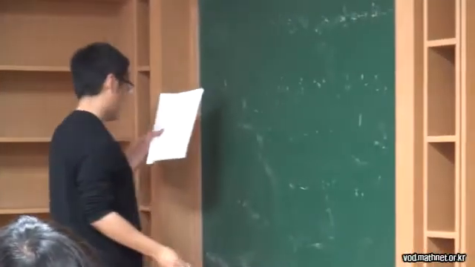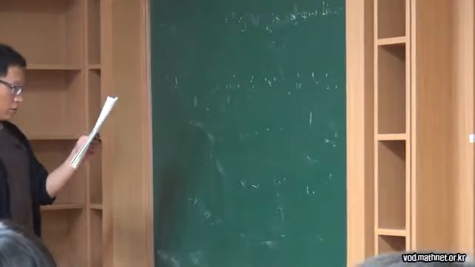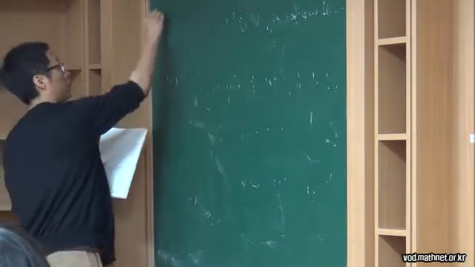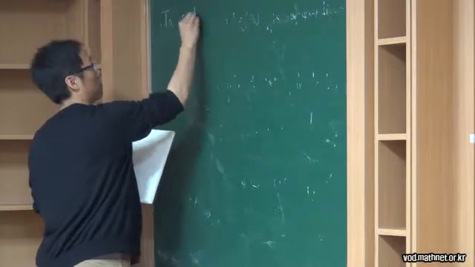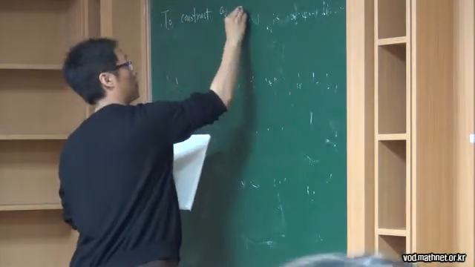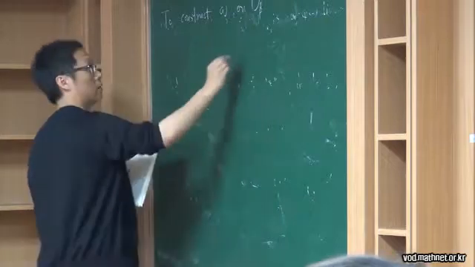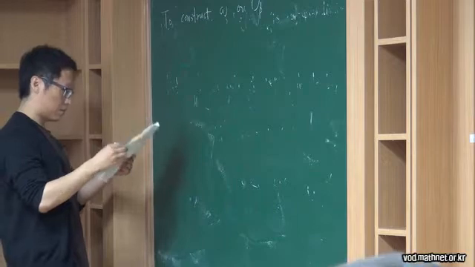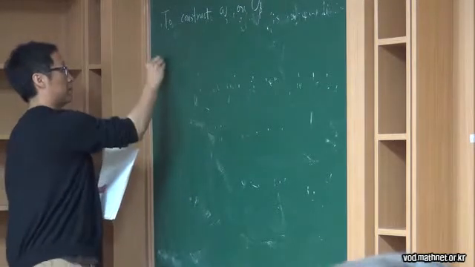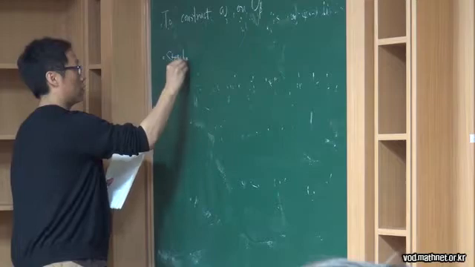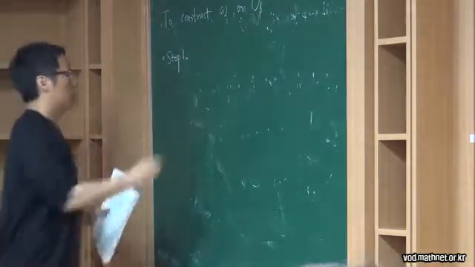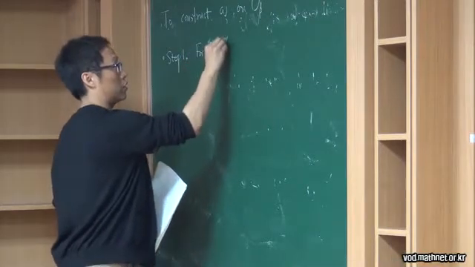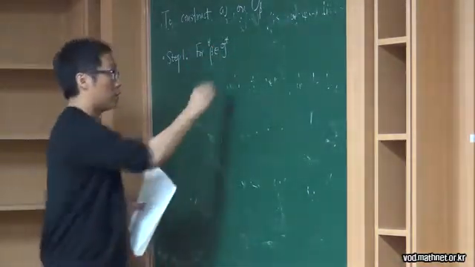And now we construct the symplectic form on the orbit. To construct the symplectic form on the orbit of beta, we need the following two steps. So step one is, for each beta, which is a point of the dual Lie algebra, we define a two-form.